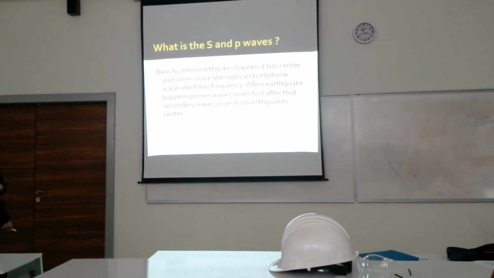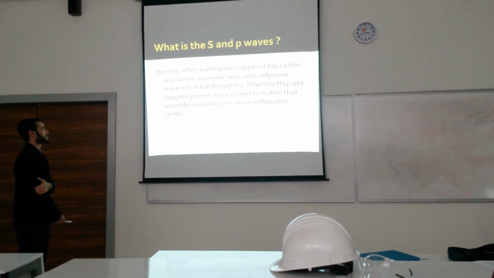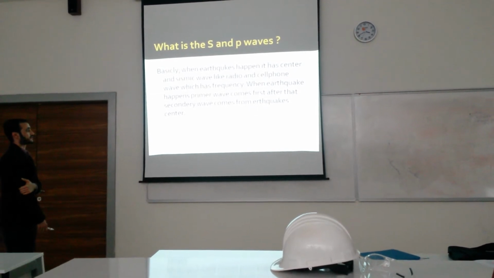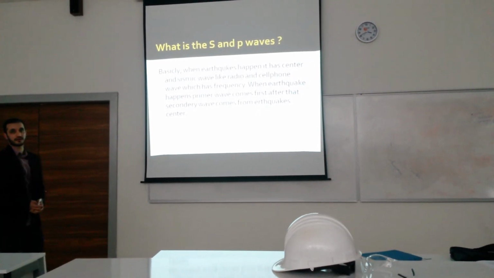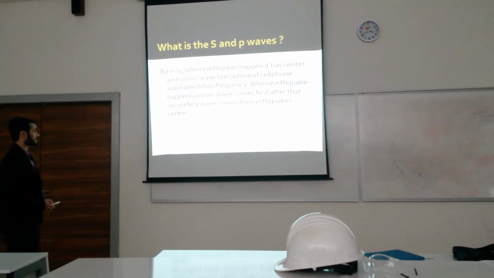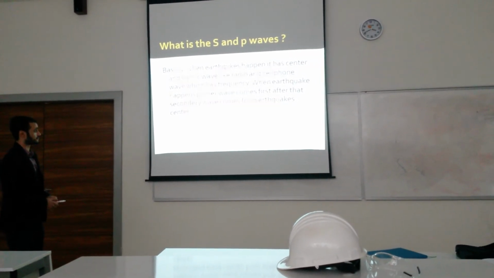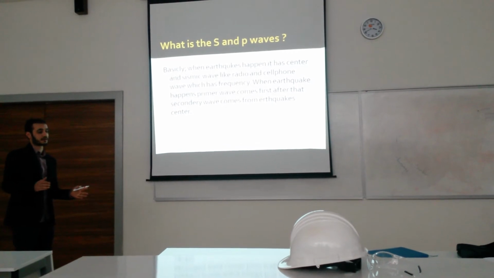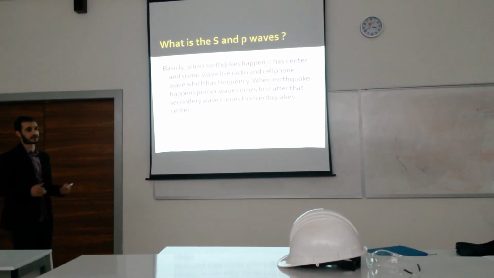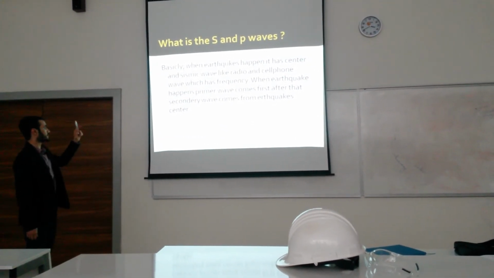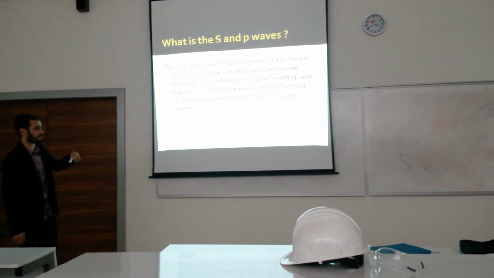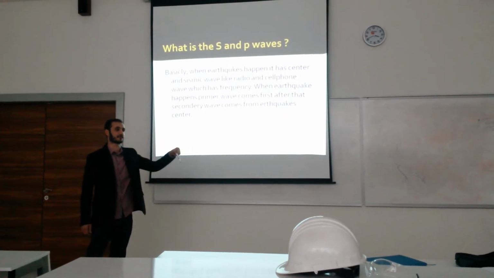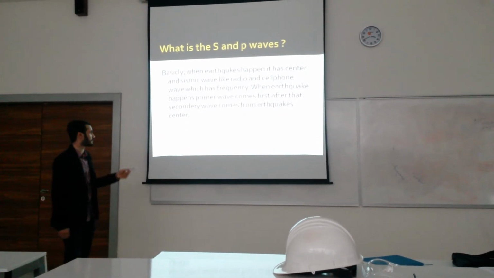Basically, when earthquakes happen, there is a center and seismic waves, like radio and cell phone waves, which have frequency. When earthquakes happen, the primary wave comes first. From the center of the earthquake to my building, the primary wave, P wave, comes first. Then the secondary wave comes from the center of the earthquake to my building, my place.